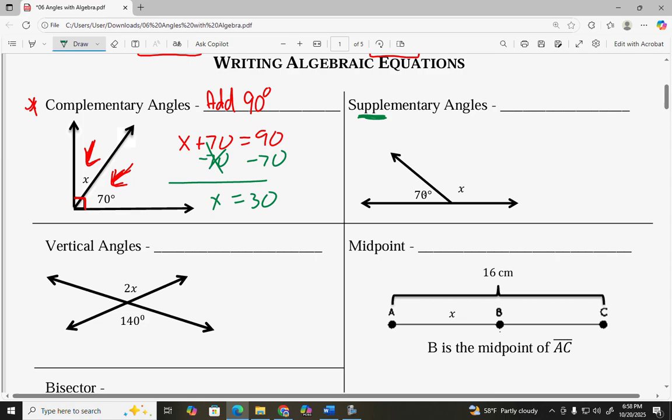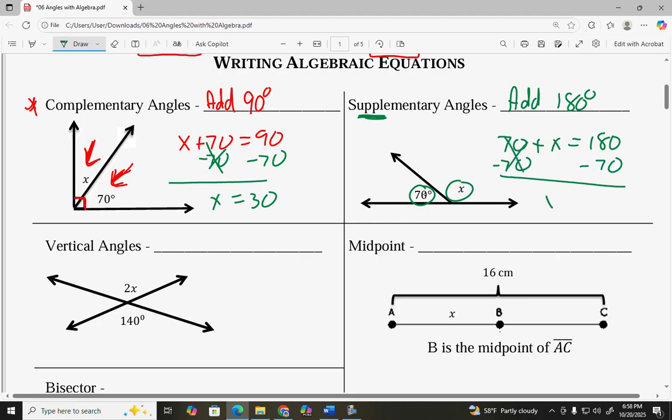So the next one, supplementary angles. These are things that add up to 180 degrees. So you take the two angles and add them to be 180. So 70 plus x equals 180. And then we solve the equation. So we'll subtract 70 from both sides. x equals 110. So I know that this angle is 110 degrees. So let's write these equations from the facts that we know about the geometry.